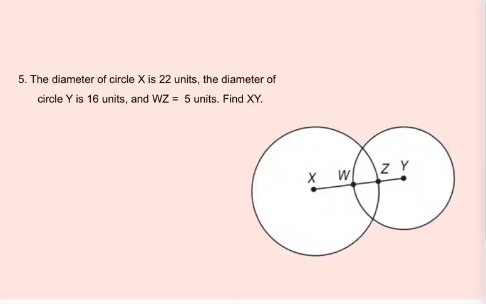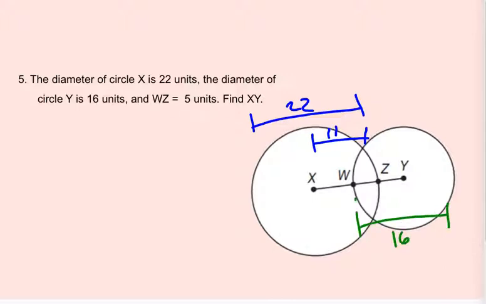The diameter of circle X is 22. So the whole thing is 22, which makes this radius 11. The diameter of circle Y is 16, so this whole thing is 16, which means the radius is going to be 8, and WZ is 5 units. So this part right here is 5 units. Figure out how big is XY. How big is this? Well, if the radius is 11 and this part is 5, that makes this part 6.